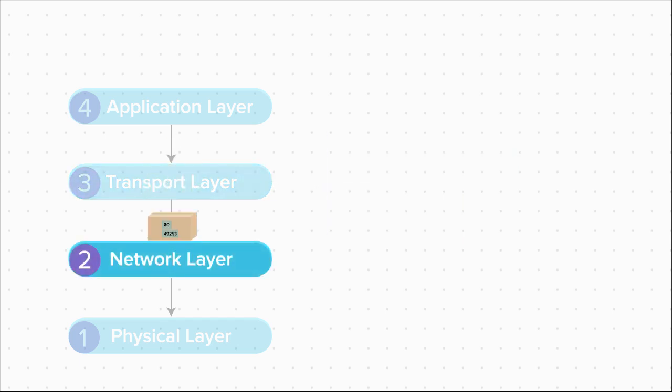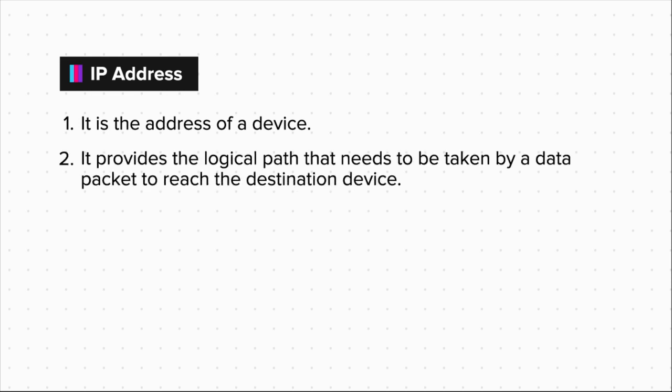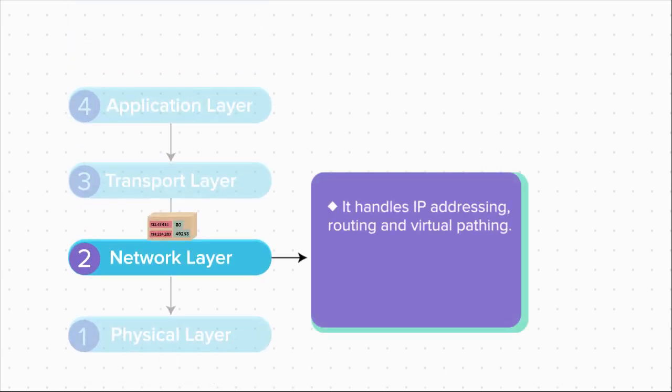The network layer. This is the 2nd layer in the TCP/IP model. This layer adds the sender's and receiver's IP address on the data packets. Now, we know that an IP address is called a logical address. It has two roles. One, it is the address of a device, like the phone number of a phone. And 2, it provides the logical path that needs to be taken by a data packet to reach the destination device. So we can say that it is the address and also acts as the GPS for the data packets, telling them the right path to take to reach the destination. That means the network layer performs the task of IP addressing, routing, and virtual pathing.